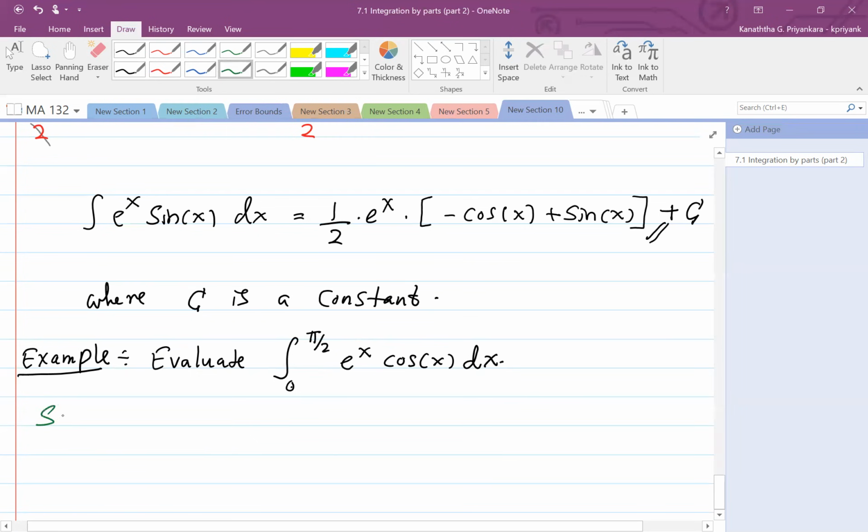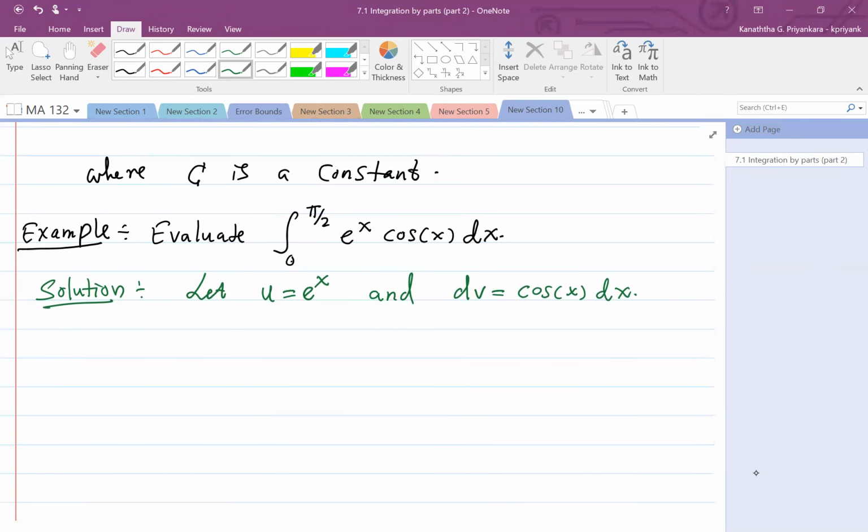So let u equal e to the power x and dv be cosine x dx. Now I'm going to compute du and v and then apply integration by parts. So du over dx is the derivative of e to the power x. So this would be the same, e to the power x. So we can write du as e to the power x dx.